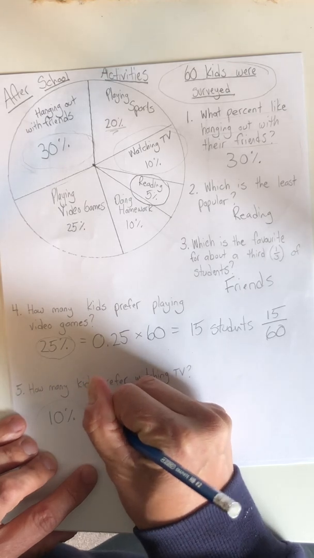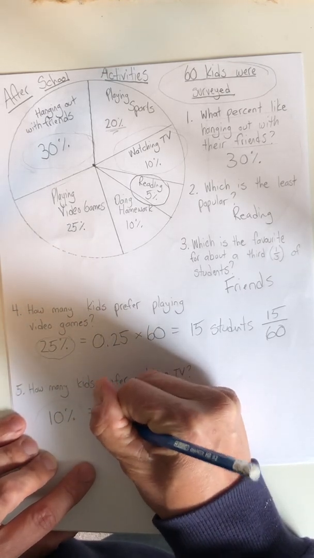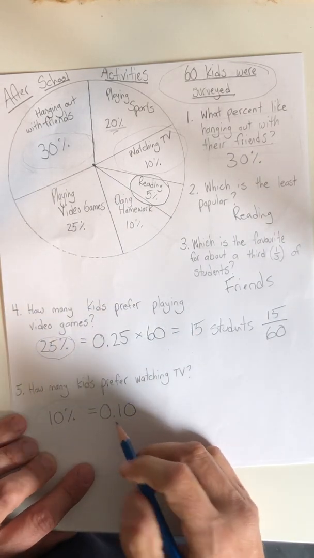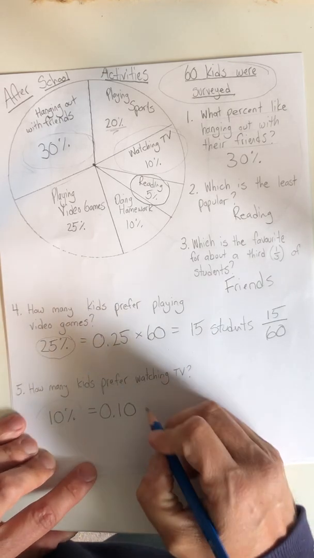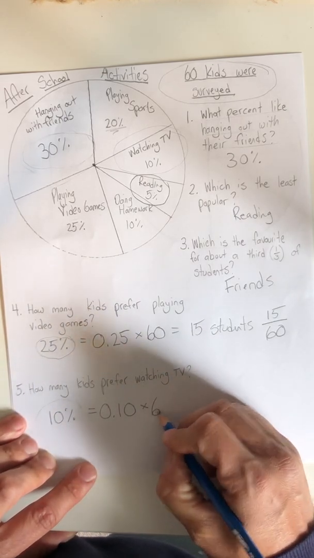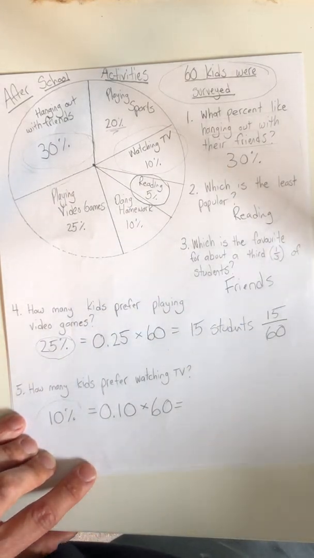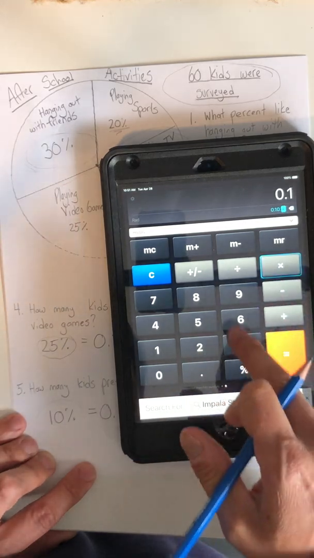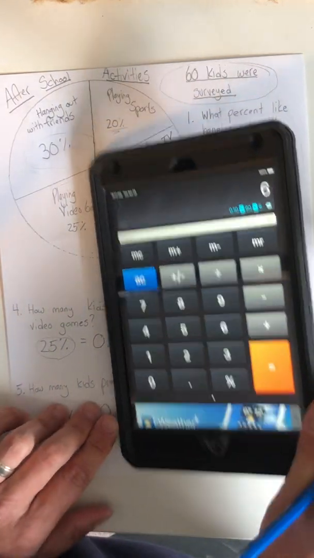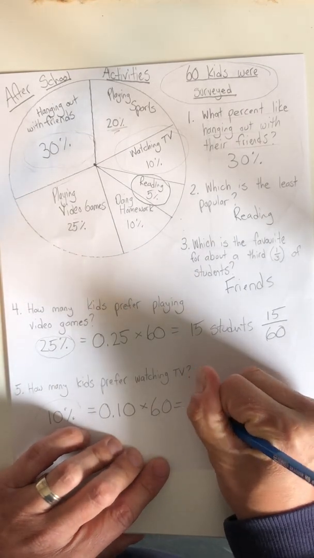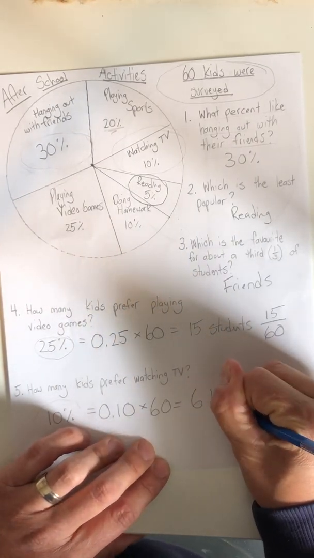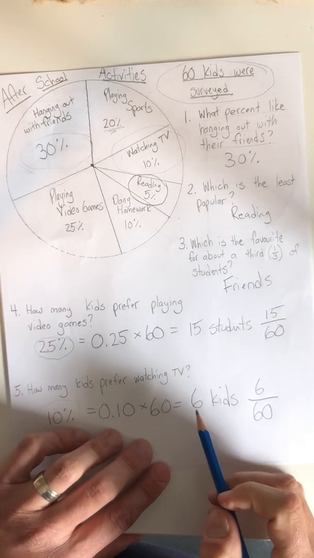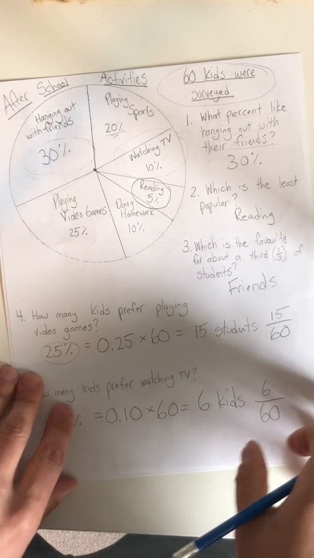So again, I turn this into a decimal. 10% is 0.10, or I could just write it as 0.1, but 0.10 just so that we see the 10 still. And I multiply that by the 60 to find out what is that 10% of 60. I think I can do this in my head, but let's just use my calculator just to be sure. 0.10 times 60 is, okay, 6 kids prefer watching TV. So 6 out of the 60 students total like watching TV. Okay, so that's how we do those ones.